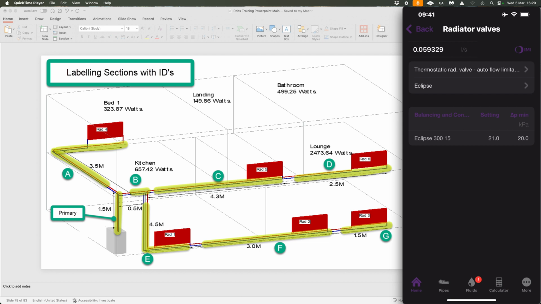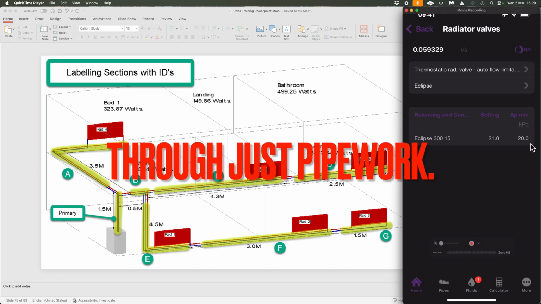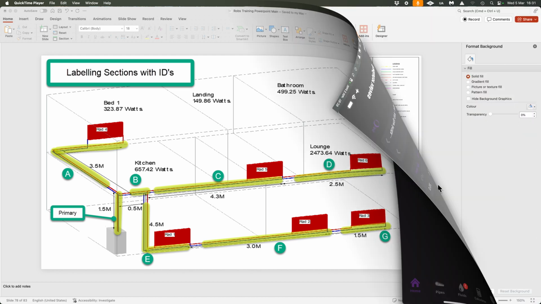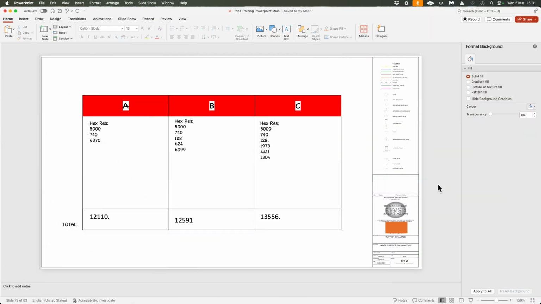Now we knew that we had 13.4 or something like that kPa on our index circuit. But look what it's saying here. It's saying that dP minimum is over that. So that valve is going to be your index circuit. So it's very, very important to understand that we'd have to find out what the pressure losses are over any valves that are on the circuit.